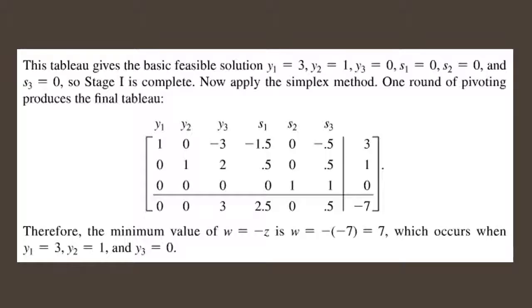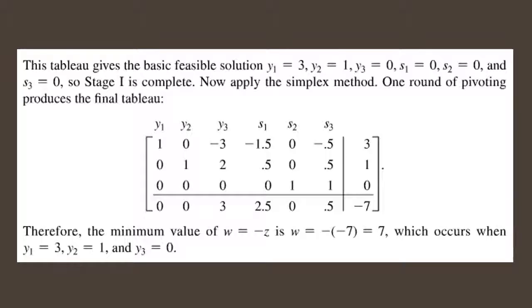Okay, applying the simplex method. Fortunately, we only need to do one round of pivoting. When we do that, we get this tableau. So our minimum value of W, which is negative Z, is negative 7, which means our minimum value is 7.